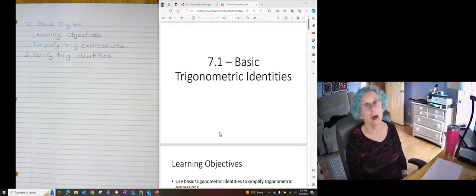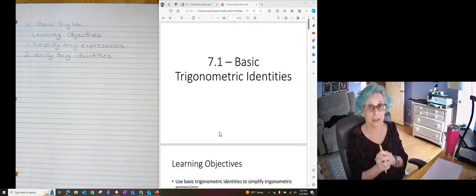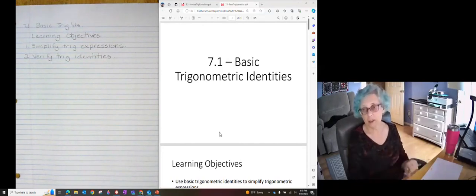There are lots of trig identities. Some you have to memorize, most of them you don't. We're going to start with the basic trig identities. These are the ones that you need to memorize.